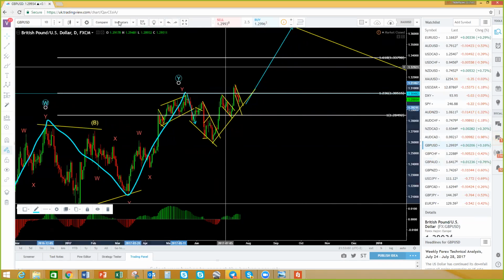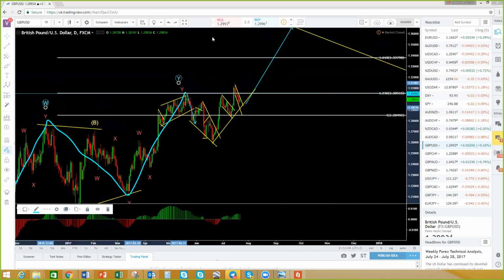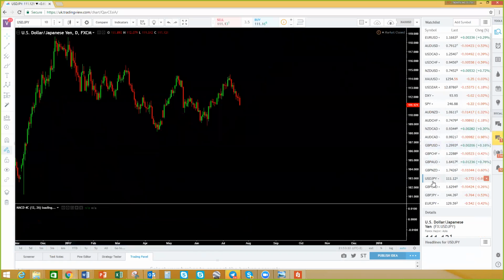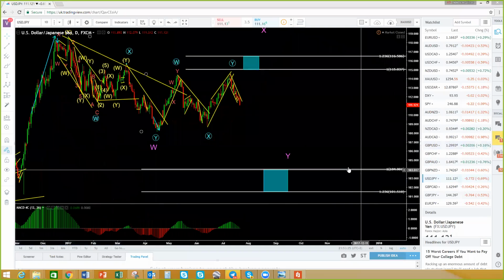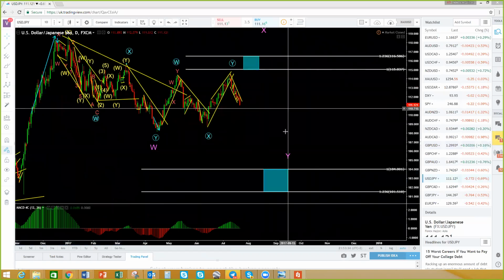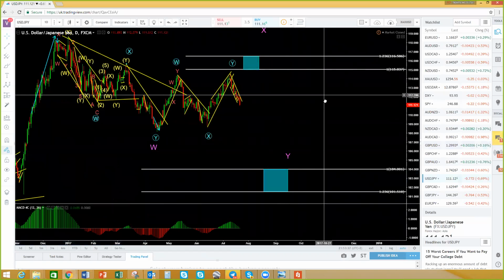Okay, let me check the chat box, see if there's another request. Any other chart that anybody wants to look at? So US dollar JPY, you can just look at GBP JPY. Okay, somebody has asked for CAD JPY. I'm going to do that one. So let's look at US dollar JPY.